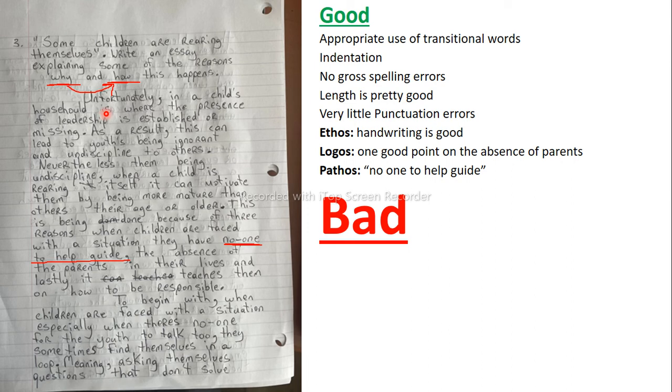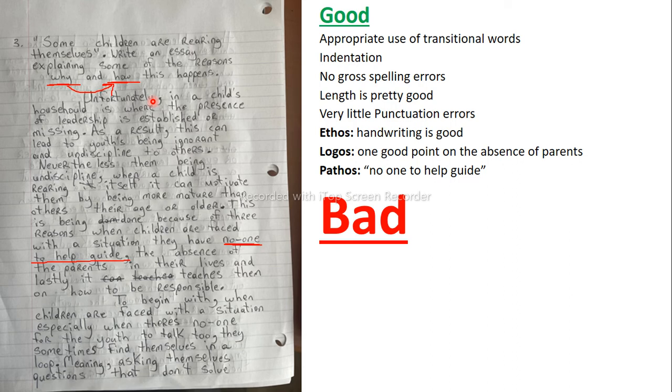We write how we speak. That's slang. We write how we speak. You know this person, not good. In a child's household is well. The presence of leadership is established or missing. But why do you say unfortunately? You see? It's like it was a forced unfortunately.